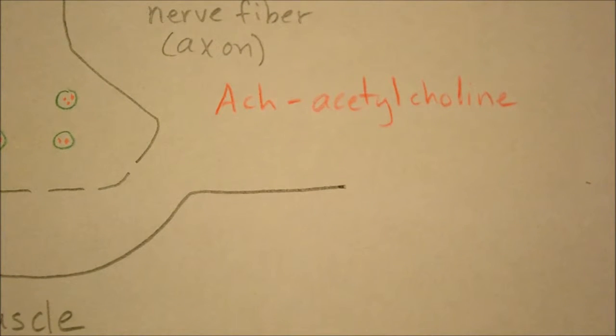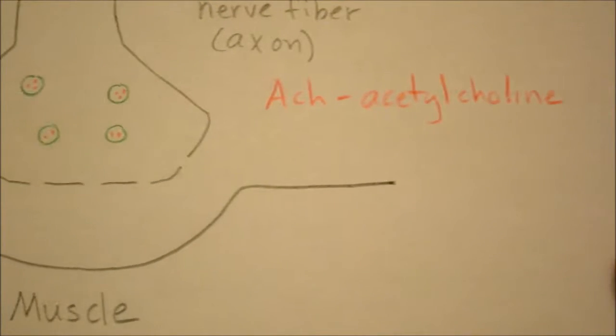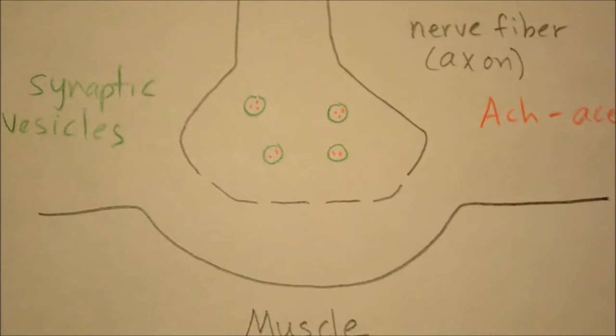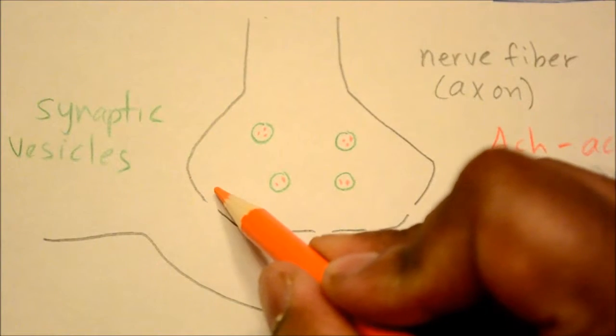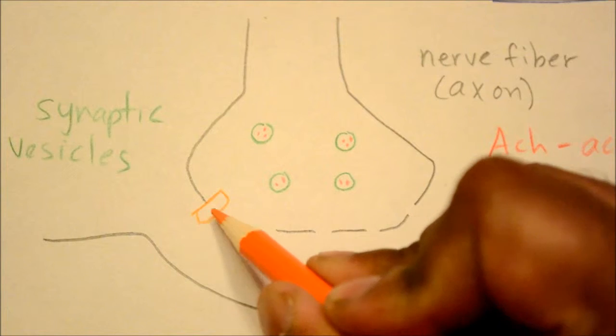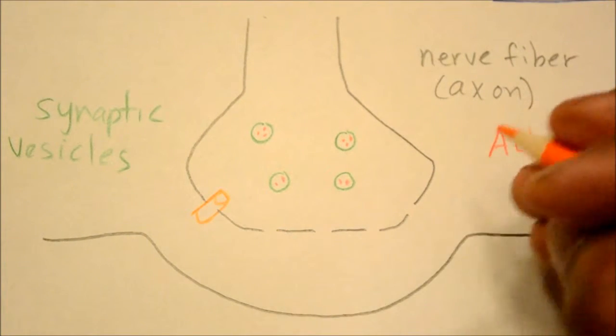Acetylcholine is what is necessary to bridge this gap, because when a nerve impulse comes, it can't cross over to the muscle. You need a transmitter, a messenger, and that's called acetylcholine. We're going to abbreviate it as ACH.